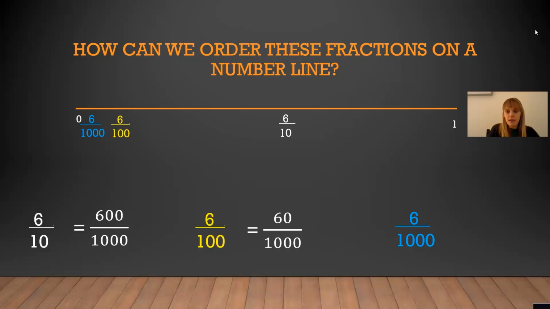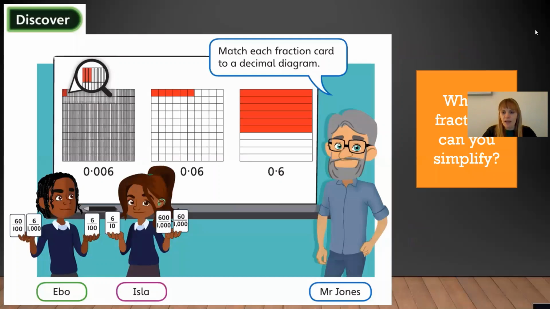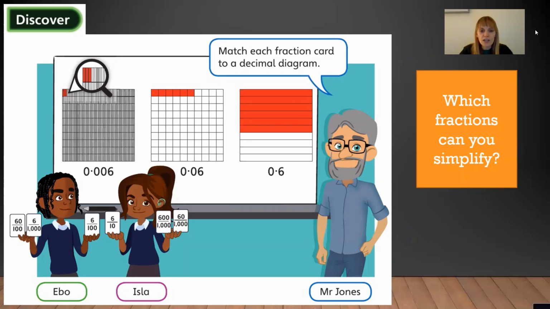So I'm not trying to be exact with where I'm plotting these, but it's helped me to get an idea where they are in relation to each other on a number line, and that helps us to realise the size of those fractions. All right then, now the next part of our discover wants to know which fractions can you simplify.